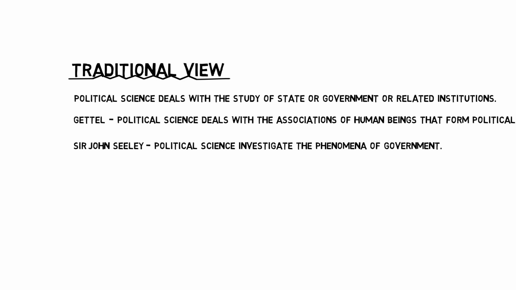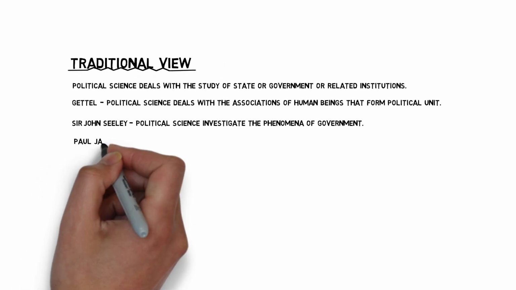Now when we talk about government, by and large government is controlled by the people. It might be a group of people, it might be an individual, or it might be through some political party or ideology. So in short, according to Sir John, political science is all about understanding the phenomena of government.